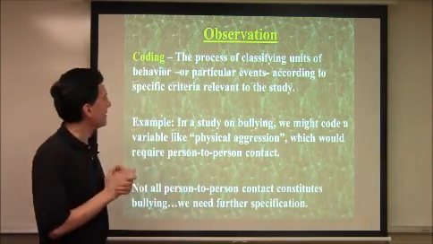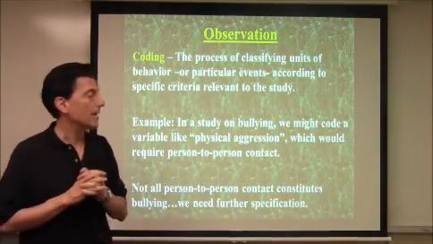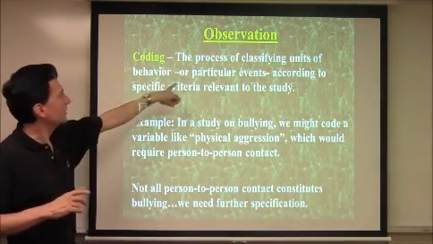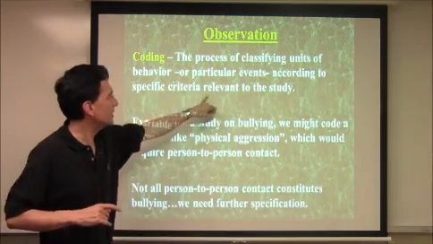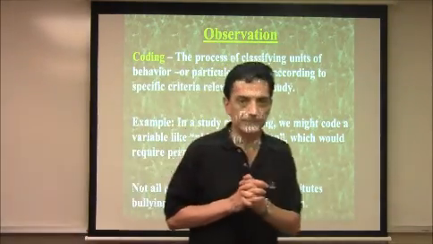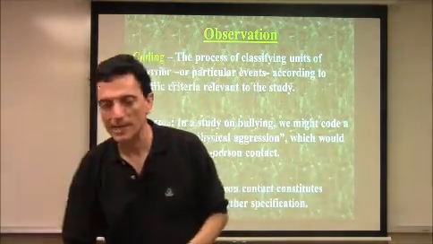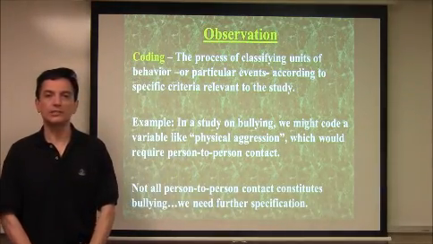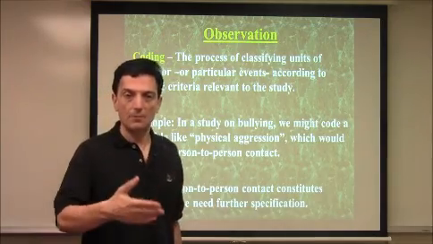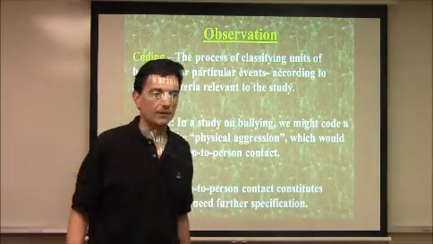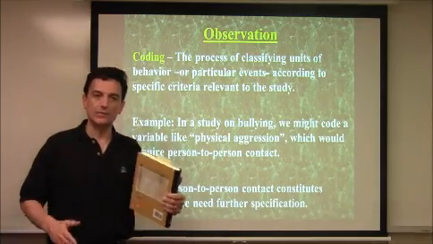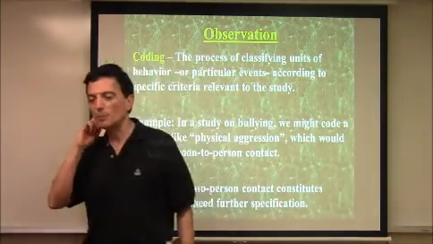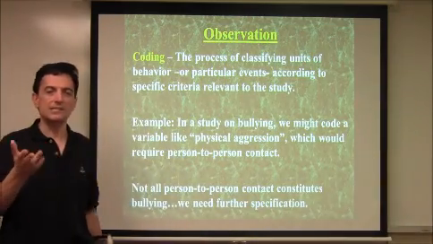The next concept that we have is coding. We can ask ourselves about the process of classifying units of behavior, or particular events, according to specific criteria relevant to the study. A while ago, I gave you the example of this book carrying study, where we wanted to see if there might be some association between gender and particular styles of book carrying. We created the categories: side carry, front carry, or everything else. But we might have a few cases that are borderline.